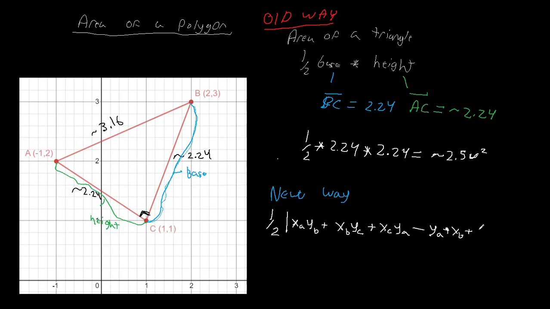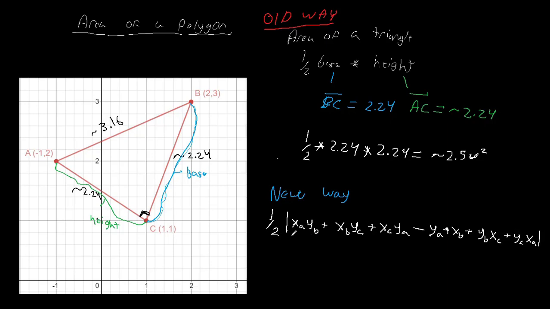Plus, now we're going to move down again, and we're going to do y sub b times x sub c. Then we're going to move down one more time, plus y sub c. And then because we've hit the end of that, we're going to shift back and we're going to go to x sub a, absolute value. Okay, so I know this is kind of an obnoxious string here, but this is the way that your computer would calculate the area of a polygon.